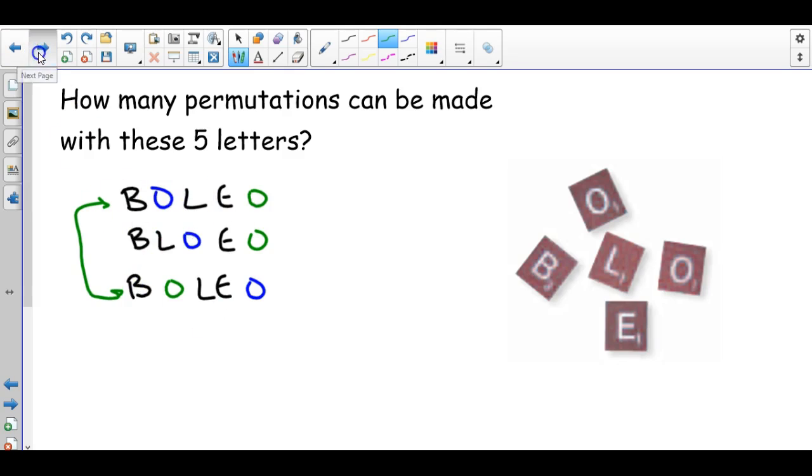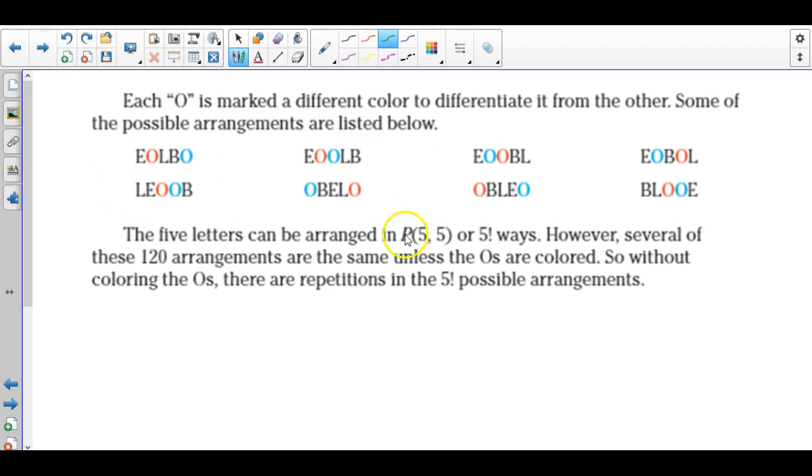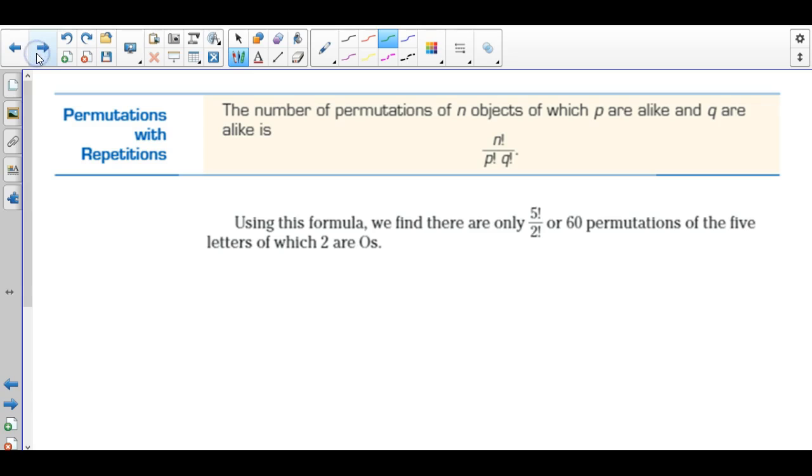So there's a formula I'm going to drop on you, and here's another example of how we would do this. The formula says that the number of permutations of n objects, so we just had 5 objects, which are P alike or Q alike. In our case, we had 2 of the letter O's. So what I would do is substitute 2 factorial into my denominator. You don't need to have multiples. The P and the Q would be if I had 2 different letters that repeated. But all that really matters is that you realize that the n is how many total letters I have, and then your repeats would come down below.